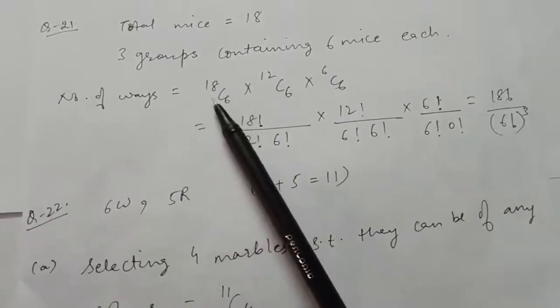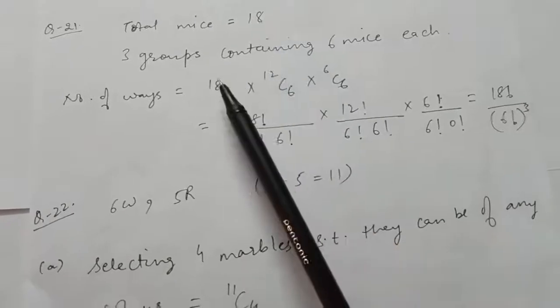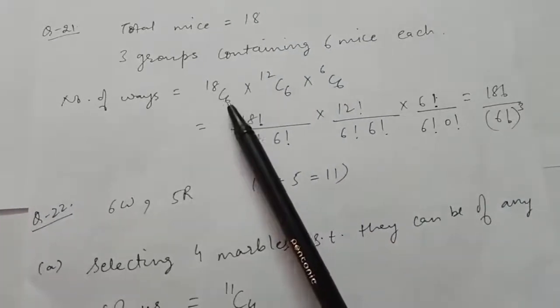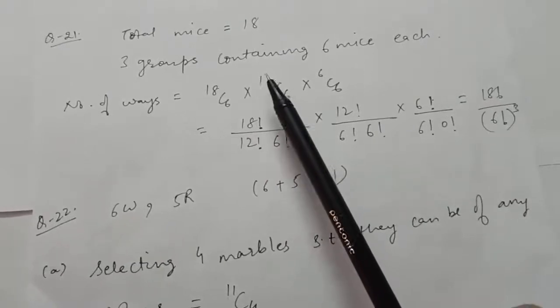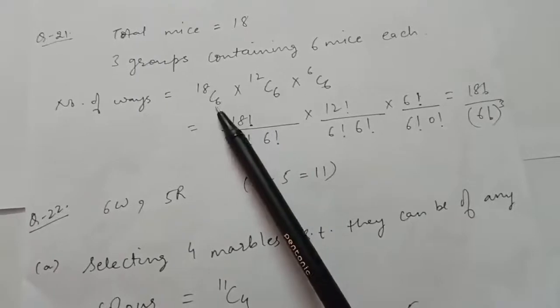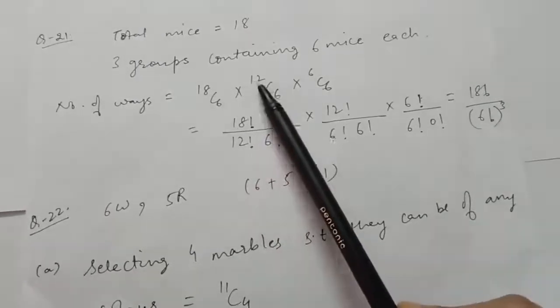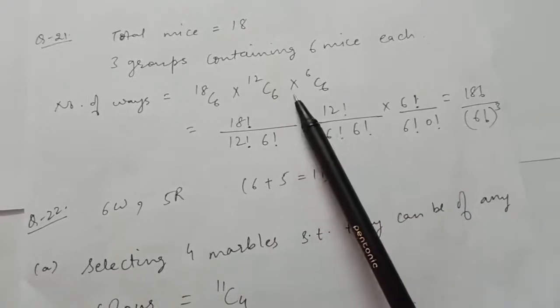So for the first group, we want 6 mice and the options are 18. So it can be done in 18C6 ways, into. Now for the second group, out of 18, 6 we have already selected. Therefore options left are 12. And for the second group we want to select 6 mice, into.